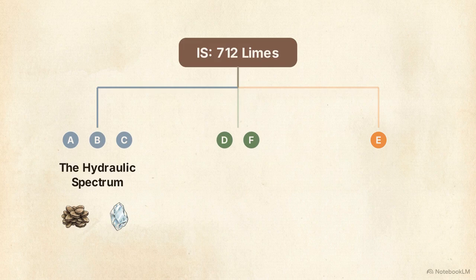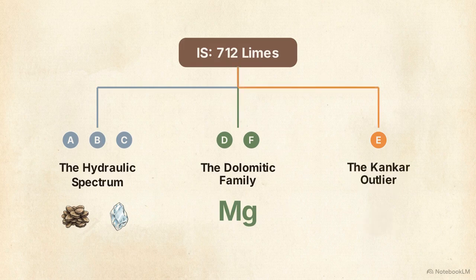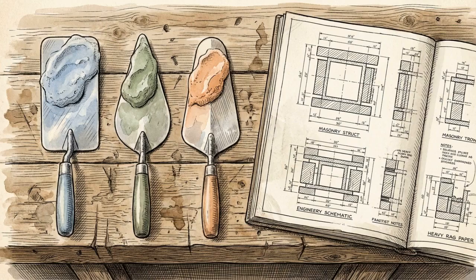The first branch is the hydraulic spectrum. These are limes that rely on clay and silica impurities to develop their strength. The second branch is the dolomitic family, defined by high levels of magnesium. And the third branch is the Concar outlier, a naturally occurring anomaly in the Indian geological landscape. By categorizing the limes through these 3 chemical branches, we can link each class directly to its intended structural application.